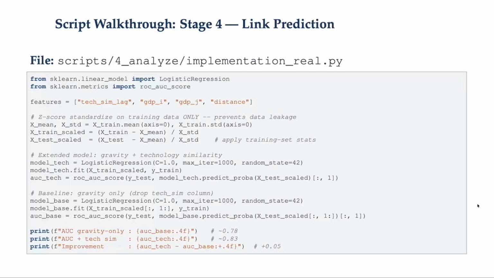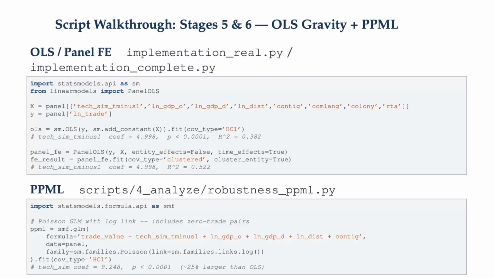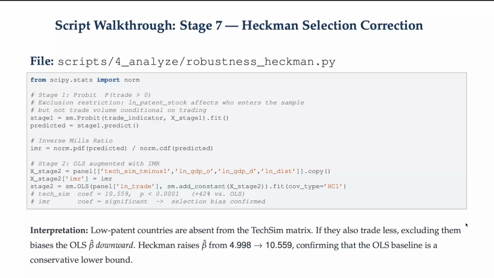This code base shows a brief idea of how I run the link prediction. The features I use are technology similarity lag, GDP i, GDP j, and distance. Using the scaled train and test sets, the results come out correspondingly. Here is the code base of all the other regression models, OLS and PPML. Here is the Heckman selection side of the code base.